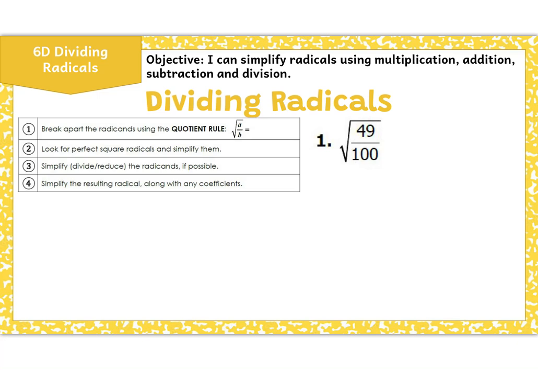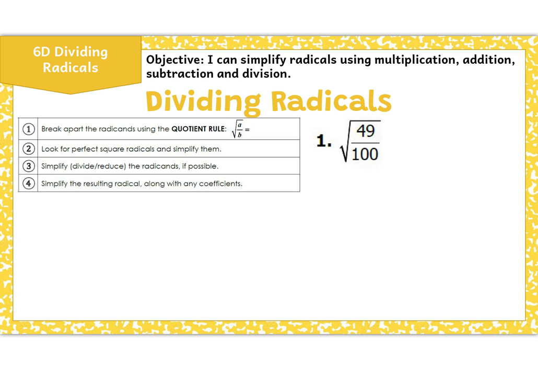In this video, we will go over dividing radicals. This means you may use multiplication, addition, subtraction, and division. Our first step is to break apart the radicands using the quotient rule.